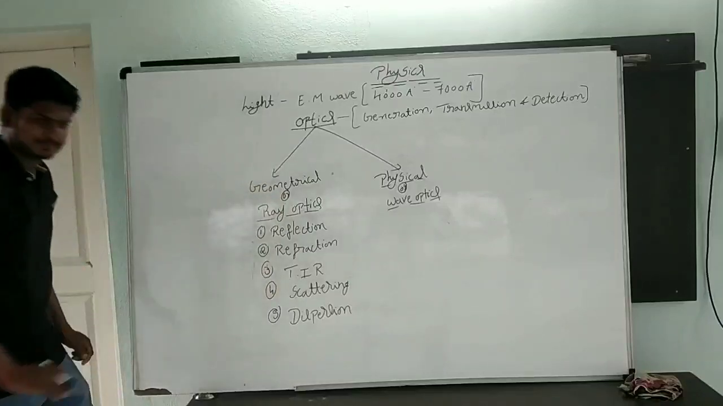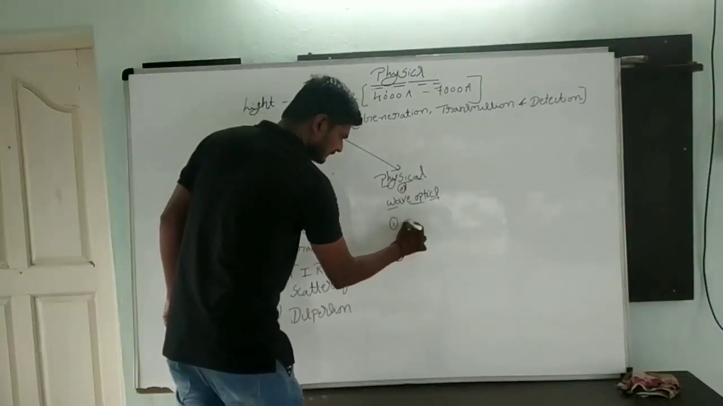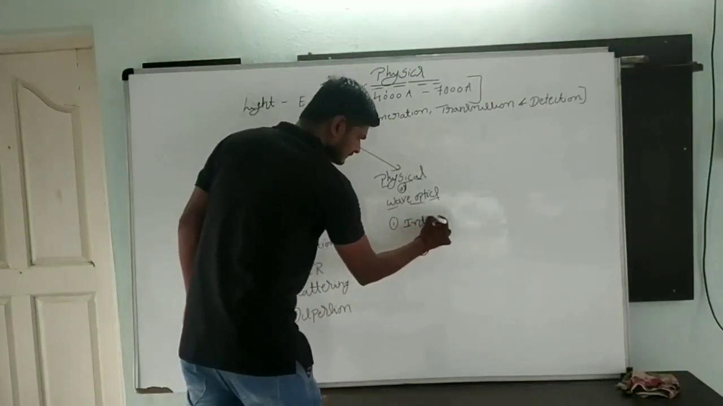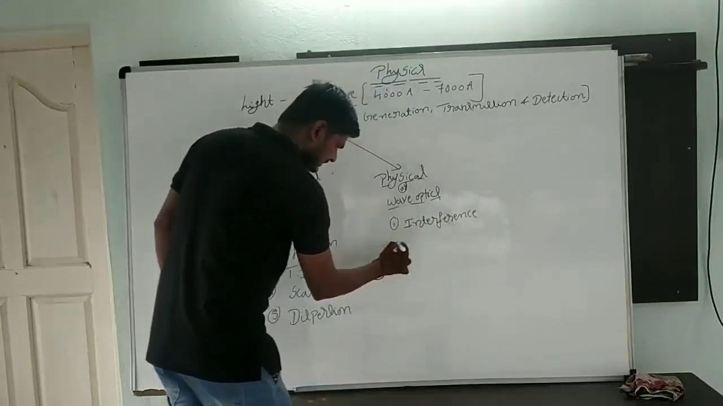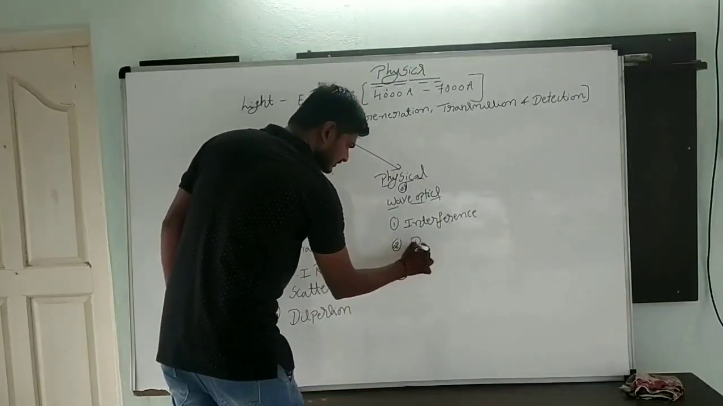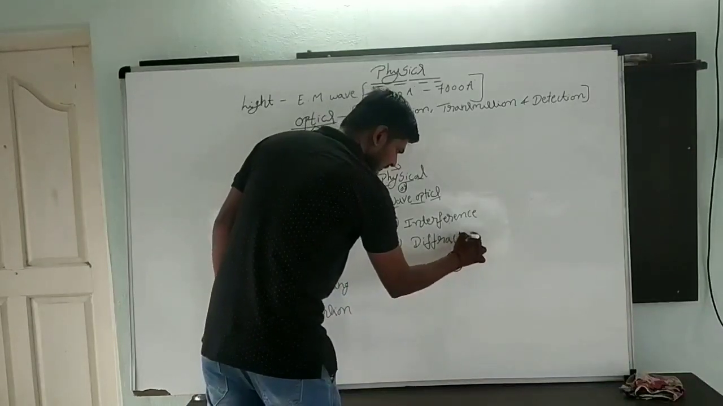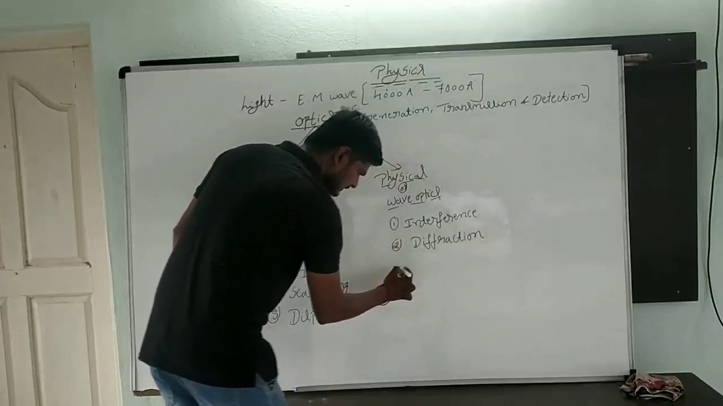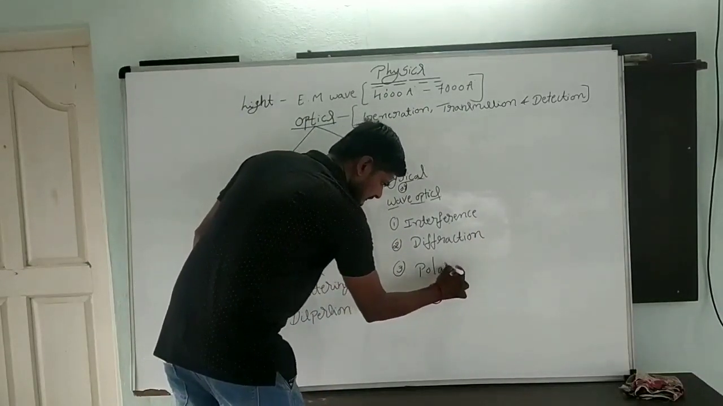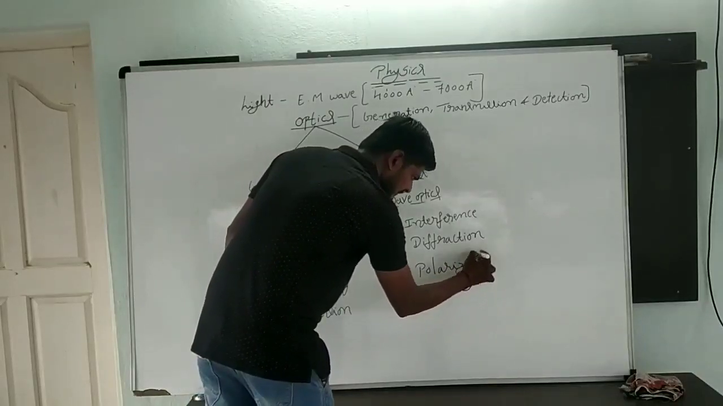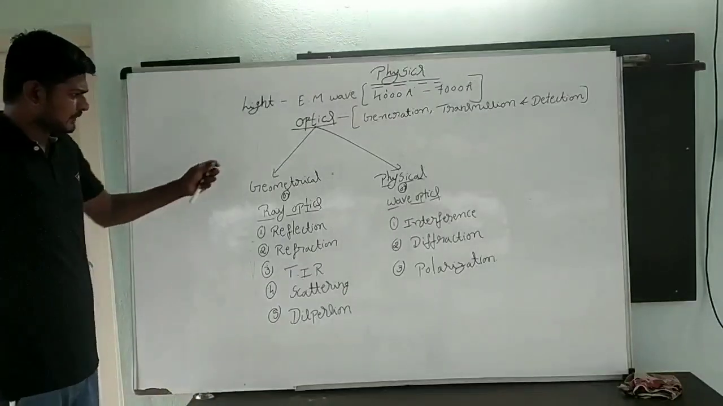Here I am going to take another set of properties of light. First one, interference. Second property, diffraction. And third property, polarization. These are the few properties.